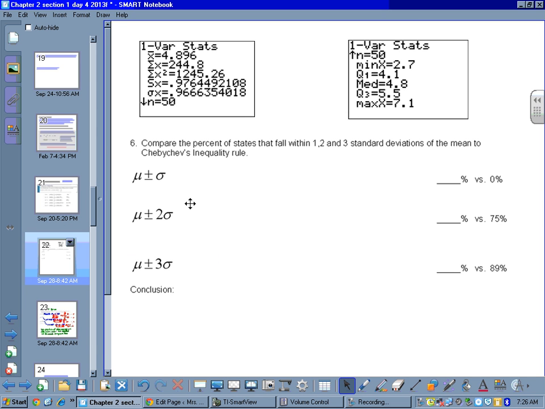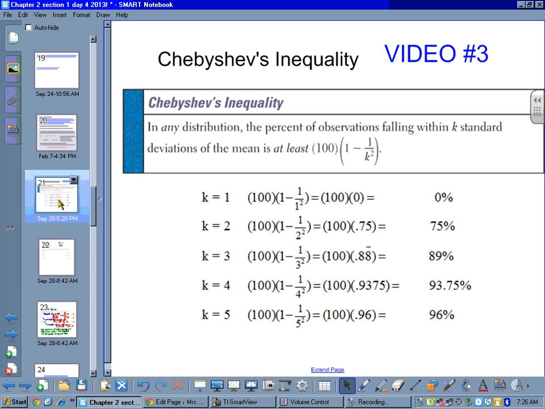Good morning. This is the third part of our video series for second block, and we are going to finish what we ended video 2 with, which is how to do the Chebychev inequality rule. Basically, Chebychev is giving us a worst case scenario. He is saying that any distribution whatsoever should fit into his inequality rule, and that he guarantees that there won't be any data within one standard deviation, 75% of the data will be within 2 standard deviations, and so on and so forth.